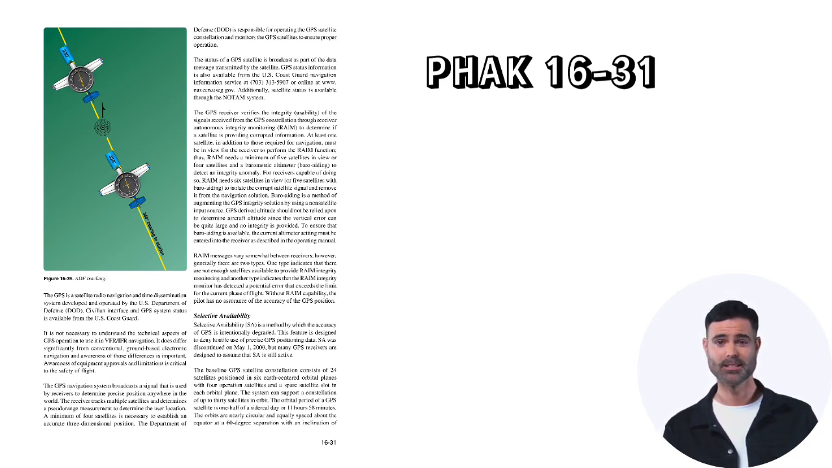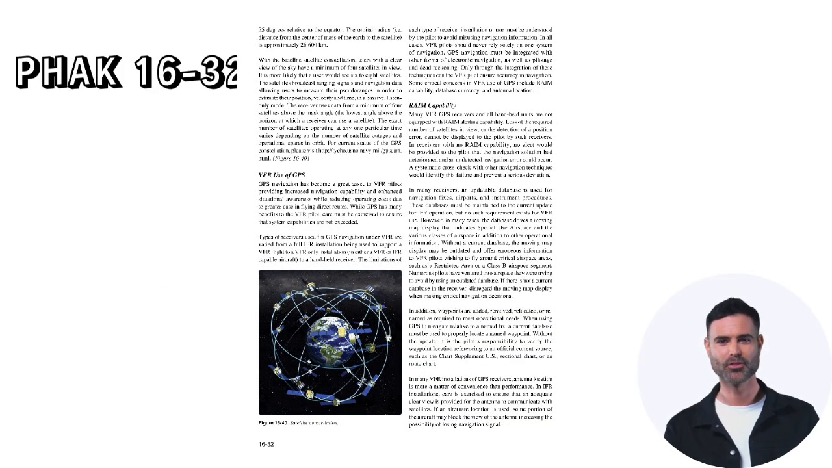The baseline GPS satellite constellation consists of 24 satellites positioned in 6 Earth-centered orbital planes, with 4 operational satellites and a spare satellite slot in each orbital plane. The system can support a constellation of up to 30 satellites in orbit. The orbital period of a GPS satellite is 1/2 of a sidereal day, or 11 hours 58 minutes. The orbits are nearly circular and equally spaced about the equator at a 60-degree separation, with an inclination of 55 degrees relative to the equator. The orbital radius, i.e. distance from the center of mass of the Earth to the satellite, is approximately 26,600 kilometers.